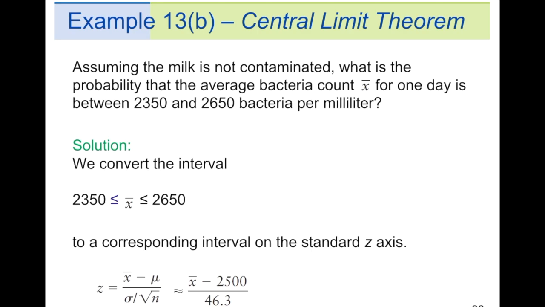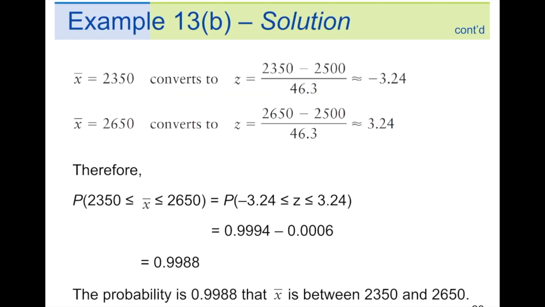Assuming the milk is not contaminated, what is the probability that the average bacteria count X bar for one day is between 2,350 and 2,650 bacteria per milliliter? We convert the interval to a corresponding interval on the standard z-axis. So we get 2,350 converting to negative 3.24 and 2,650 converting to 3.24.